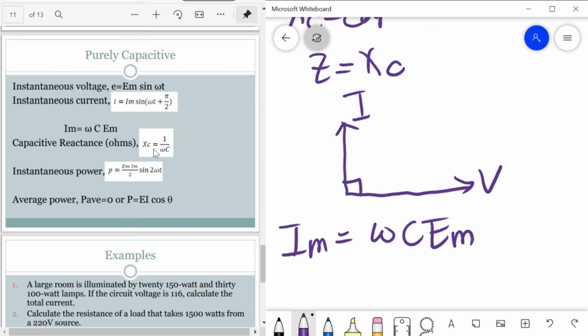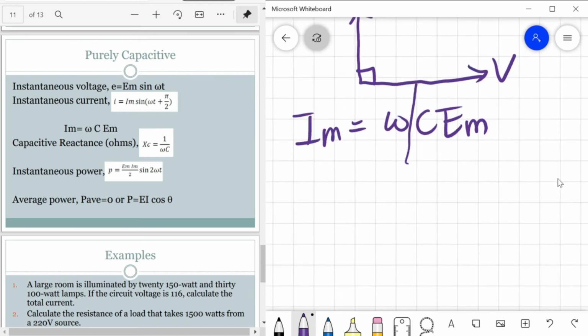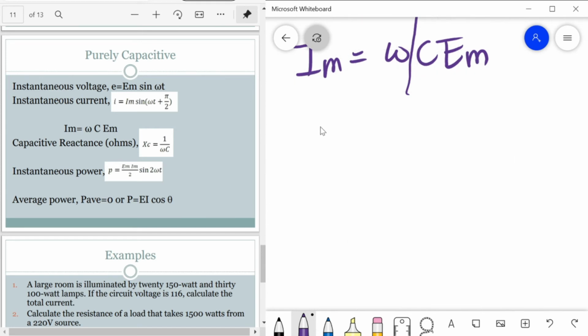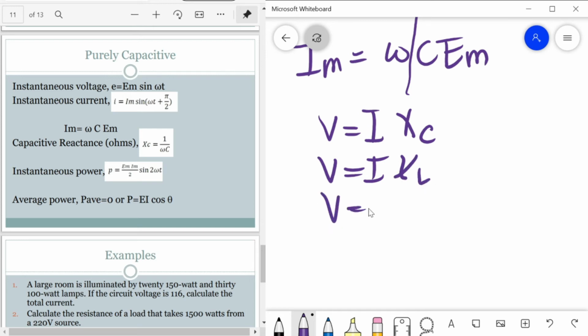Capacitive reactance Xc is equal to 1 over ωC. So, from our Ohm's law, V is equal to I Xc for pure capacitive, V is equal to I XL for pure inductive, V is equal to IR for pure resistive. So, our Xc is equal to 1 over omega C.